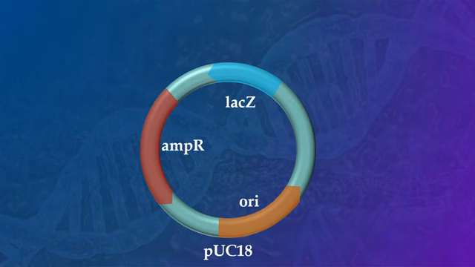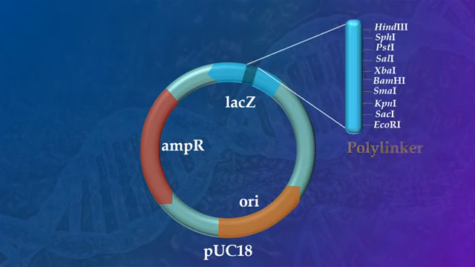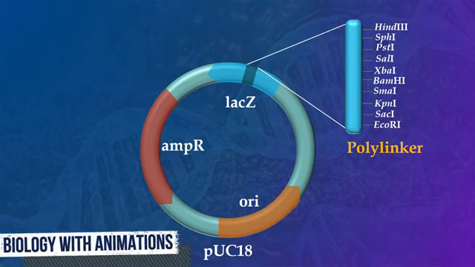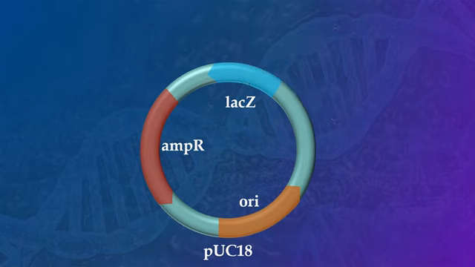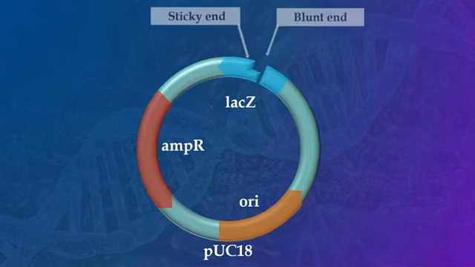DNA can be inserted, such as the lacZ gene, which contains multiple cloning sites, also called a polylinker, consisting of a short segment of DNA with numerous restriction sites. Each restriction enzyme recognizes its specific sequence of nucleotides within the multiple cloning sites of the lacZ gene.